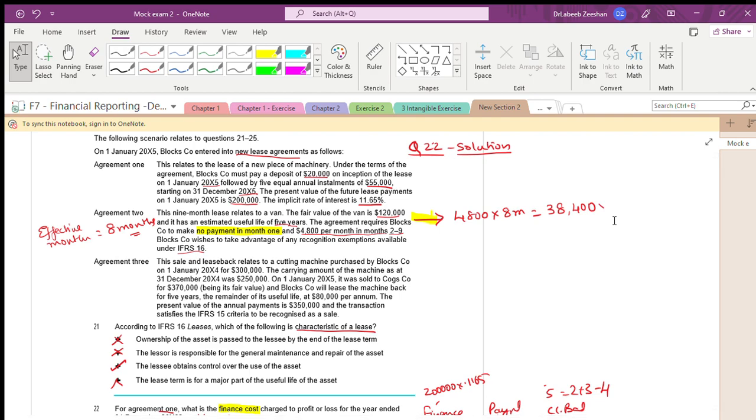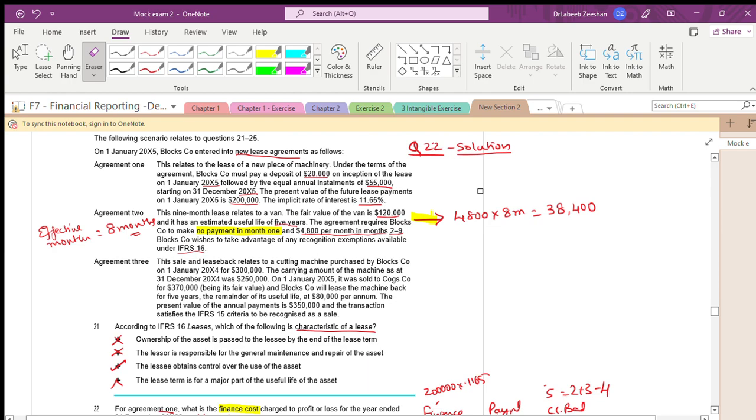Quarter. Is it right? 3 divided by 12. $9,600. How much? 38,400. Is it right? 38,400.